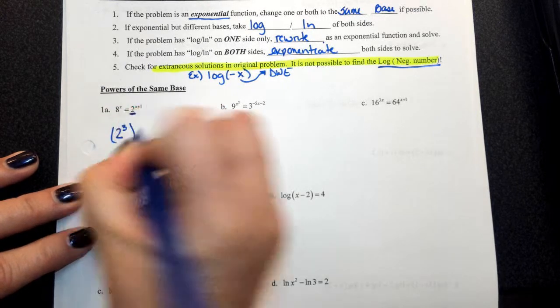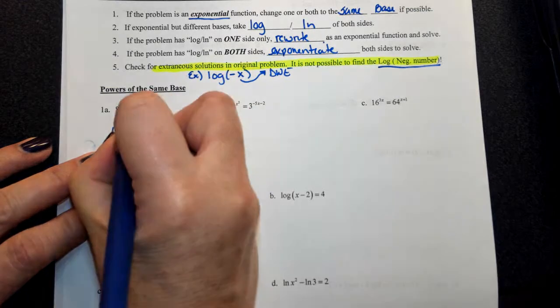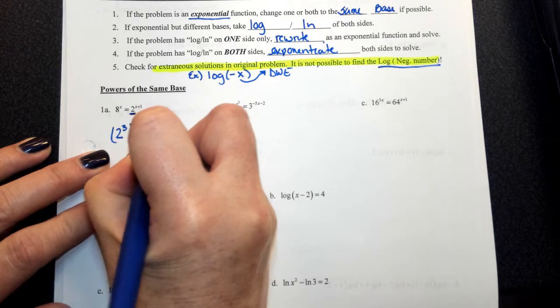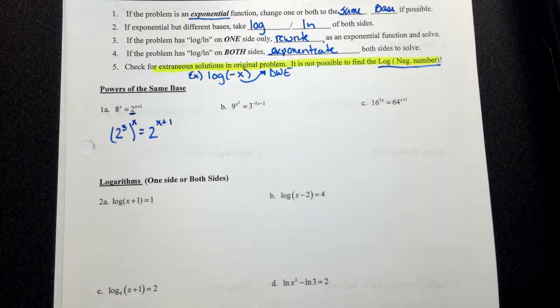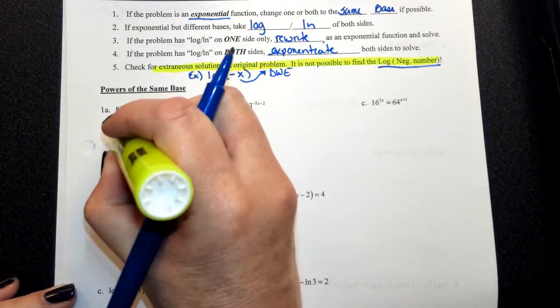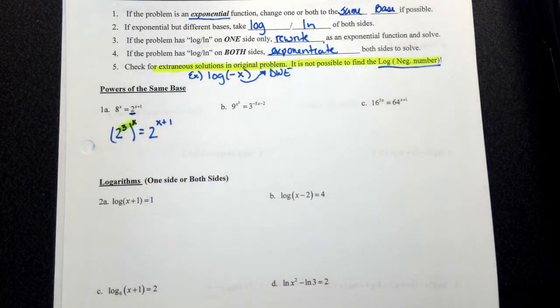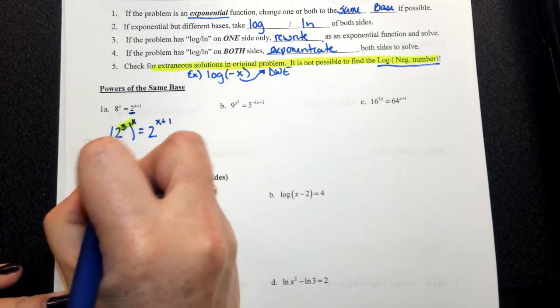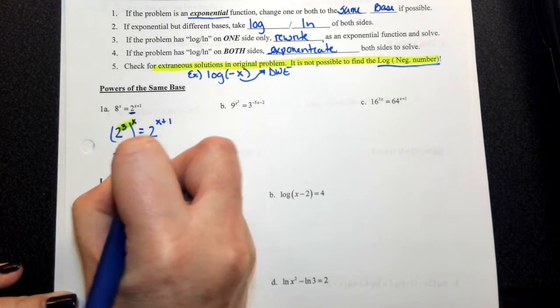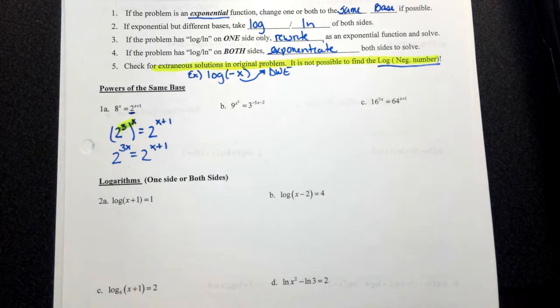3. So I can rewrite 8 as 2 to the third raised to the x is equal to 2 to the x plus 1. Now remember, you now have a power raised to a power. What do you do when you have a power raised to a power? Multiply them. So 2 to the 3x is equal to 2 to the x plus 1. So any questions on how I rewrote that equation with the common base of 2?